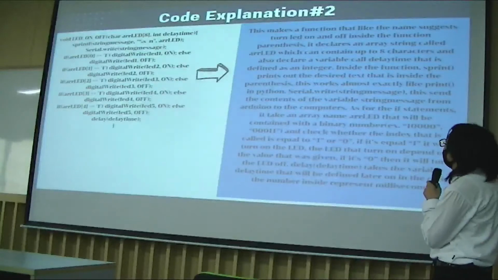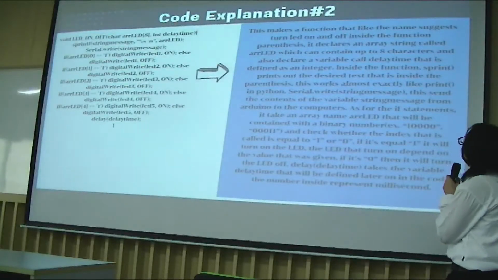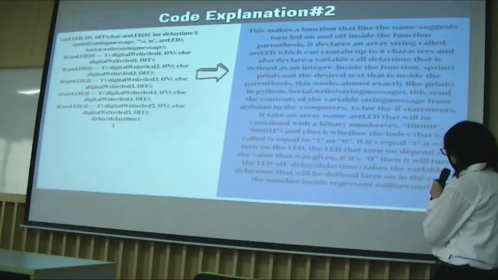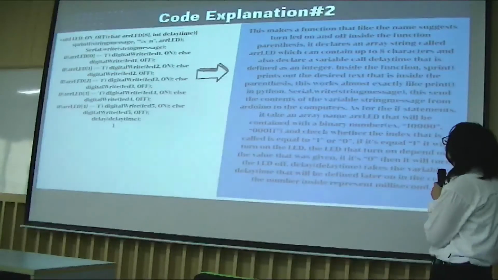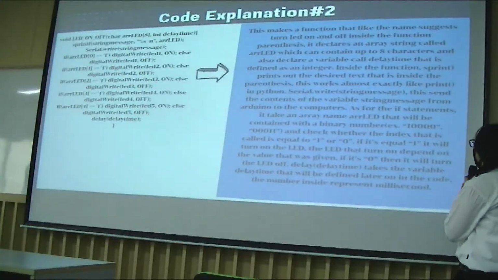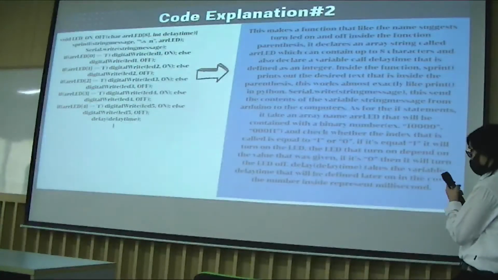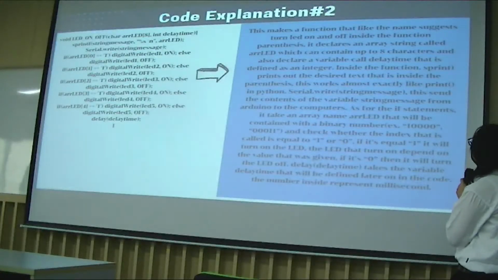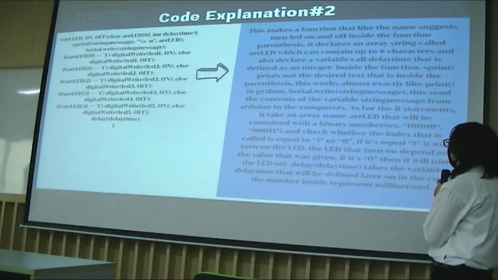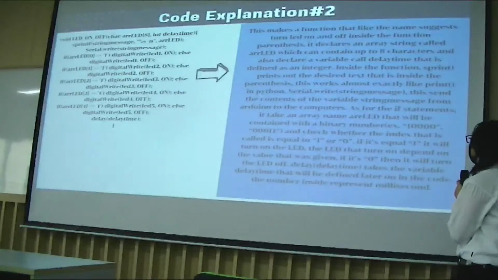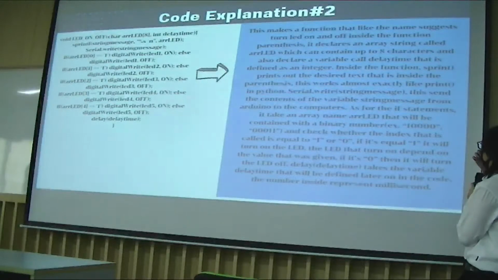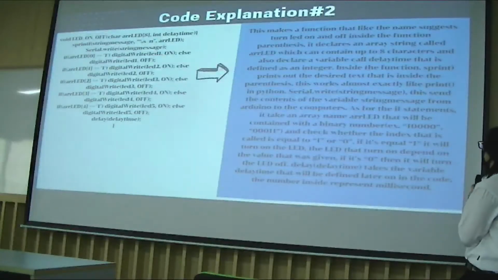For the LED on and off function, this makes a function that, like the name suggests, turns the LED on and off. Inside the function, there is a parenthesis indicating an array string called ARLED, which can contain up to a character, and it declares a variable called delay time that is defined as an integer. Inside the function, Serial.print prints out the desired text that is inside the parenthesis. This works almost exactly like print in Python.